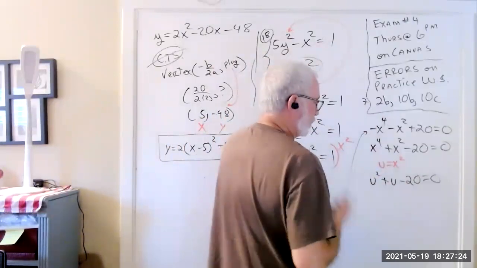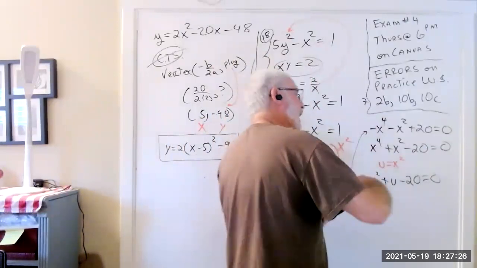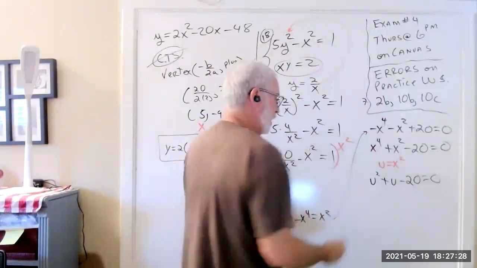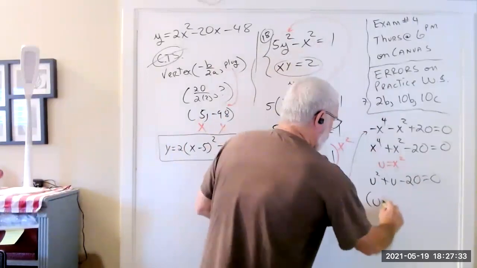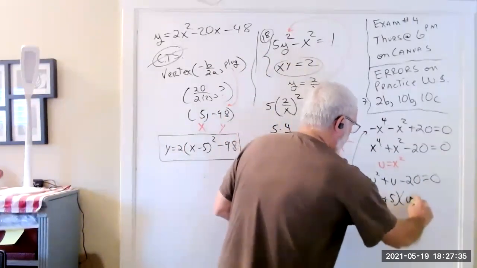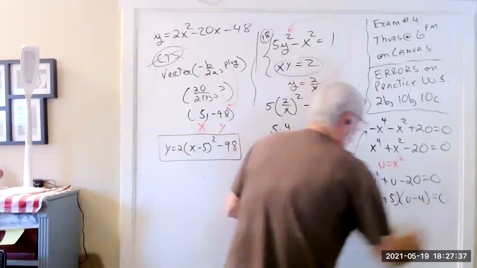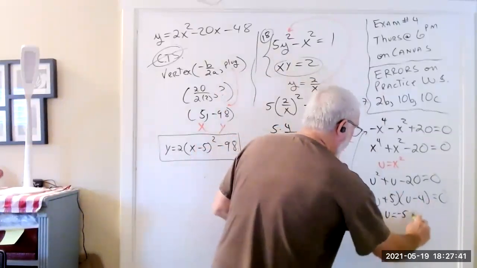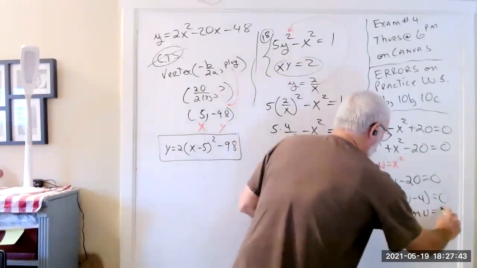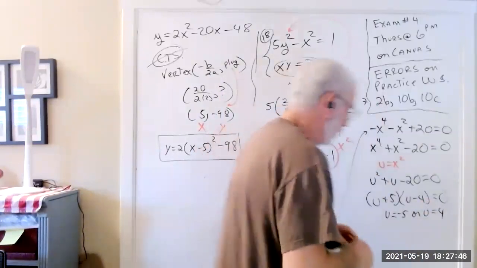Personally, I take a shortcut, but I don't want to take that with everybody watching, because I didn't teach that shortcut. So this factors as u plus 5, u minus 4 equals 0. Can we still see? Yeah. So u equals -5 or u equals 4.